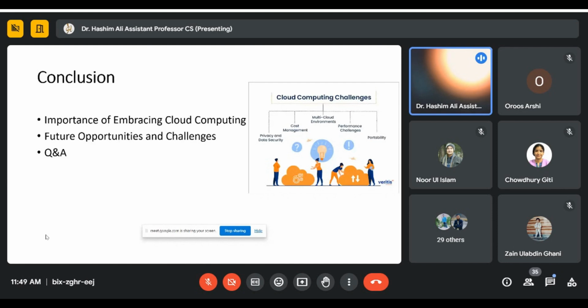So in terms of the research direction, we can utilize those basic or common challenges in cloud computing for further research, which are privacy and data security, which is important, or cost management, multi-cloud environments, performance challenges, and obviously portability. So these are the cloud computing challenges which will open a few new directions.